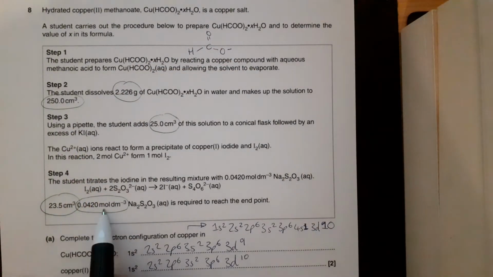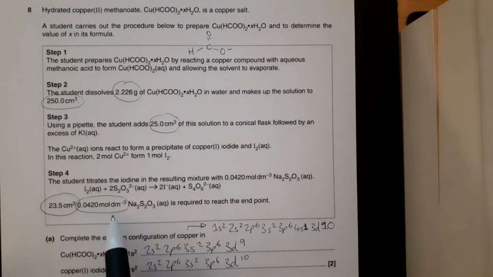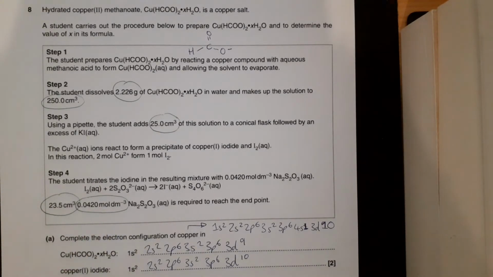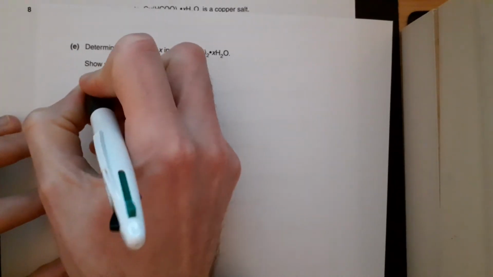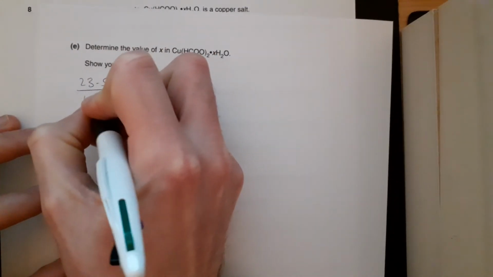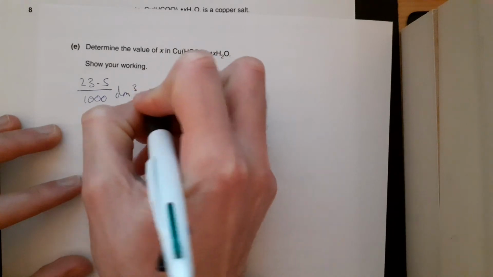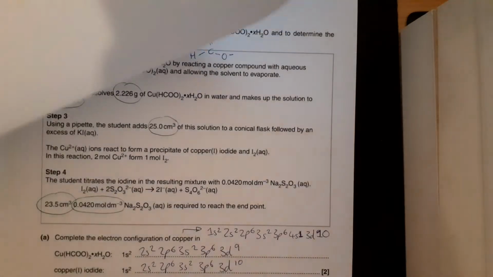Okay, so we're going to start with this, right? Concentration and volume like we did in the previous one. So we're going to do 23.5 divided by 1,000. Get that into decimeters cubed. I'm going to multiply that by the concentration, which was 0.042.